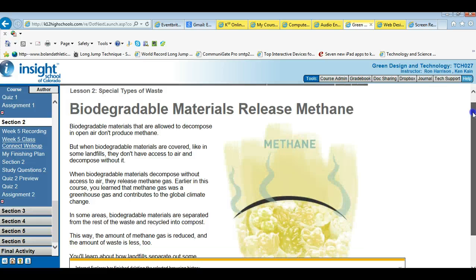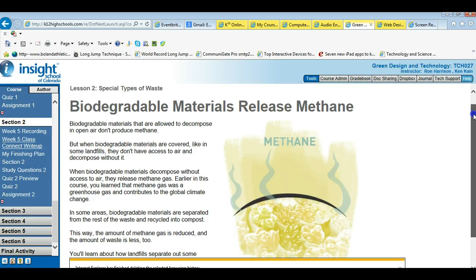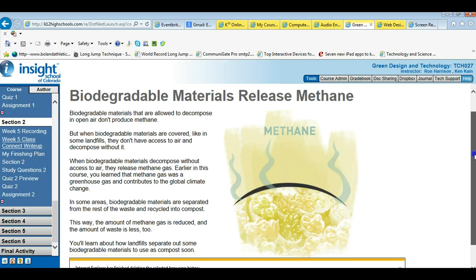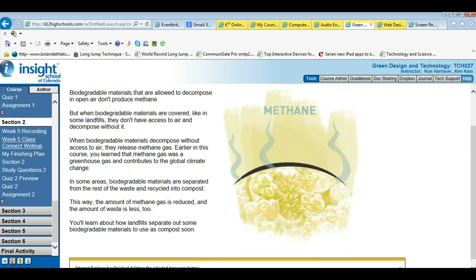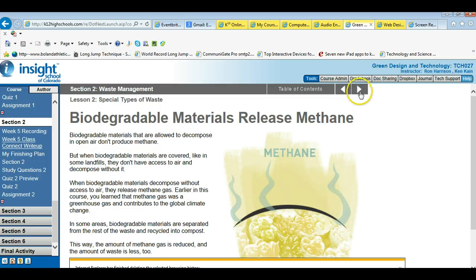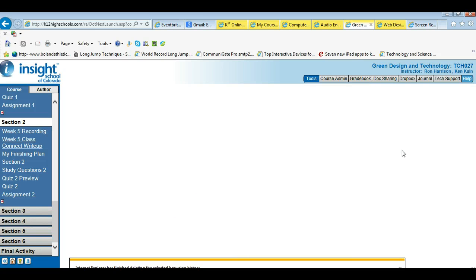Now biodegradable waste releases methane. Of course, as the organisms work, they produce gas, and that methane can possibly contribute to greenhouse gases and global climate change. So those are some issues to think about, but that's why some companies capture that methane gas and then use it as an energy source.